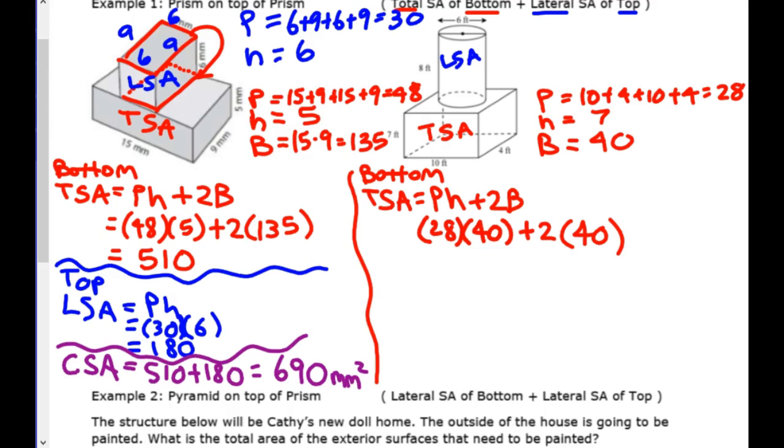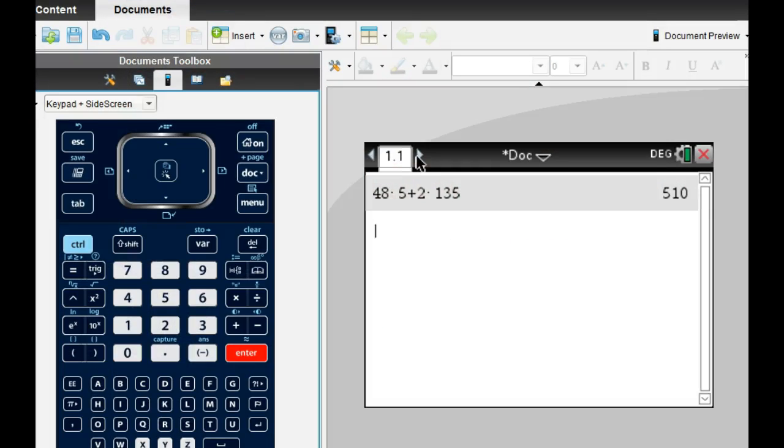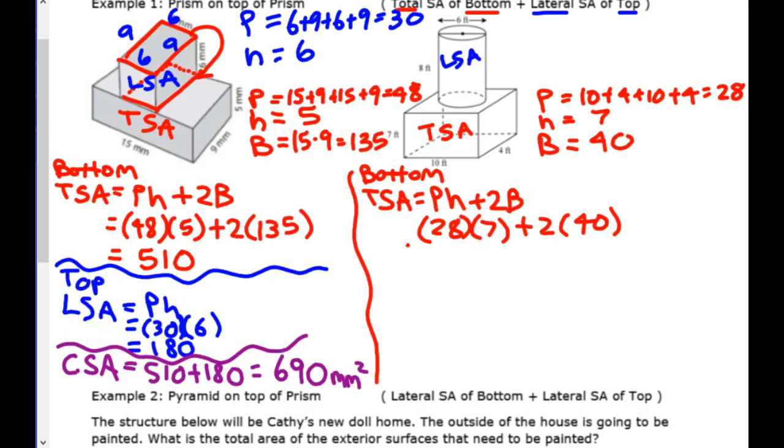So 28 times, whoa, that's messed up. 28 times 7 is what it should be, plus 2 times 40. Okay? And let's go to the calculator, plug it in, get the right numbers, right? So 28 times 7 plus 2 times 40. 276.